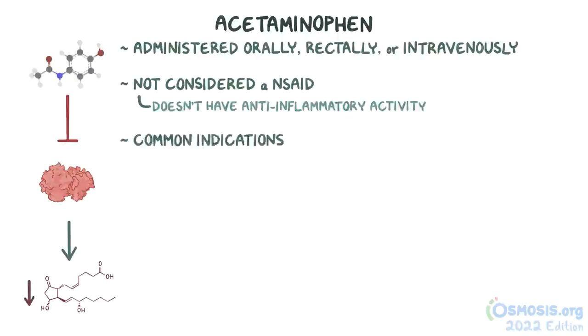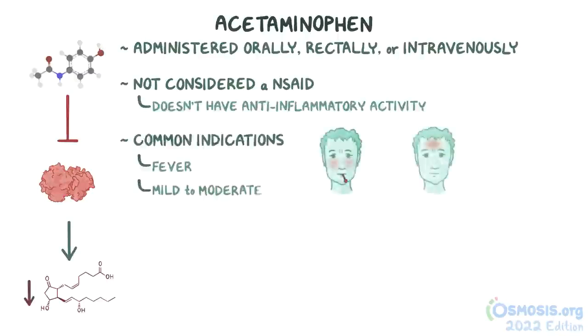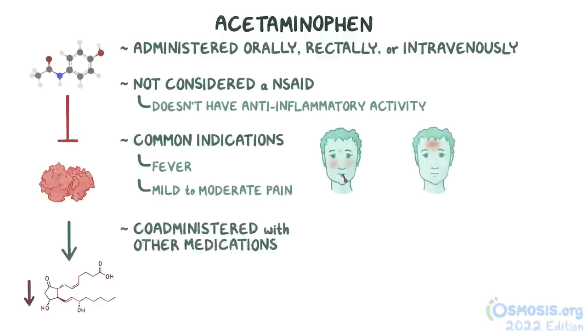Common indications for acetaminophen include fever and mild to moderate pain, such as myalgia and headache. Although it's mainly used alone, it can be co-administered with other medications, such as ibuprofen or morphine, to treat severe pain after operations.